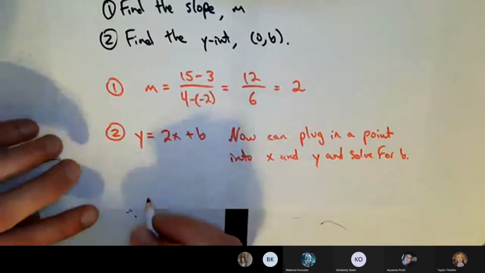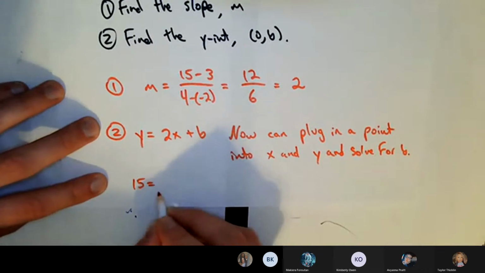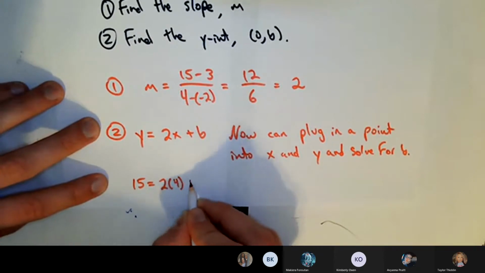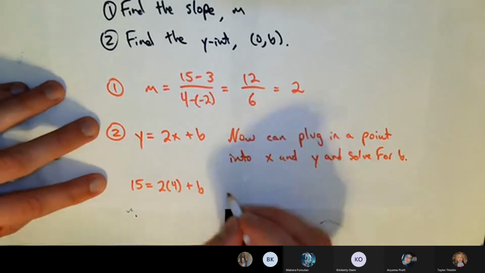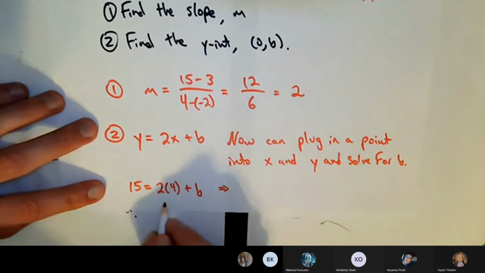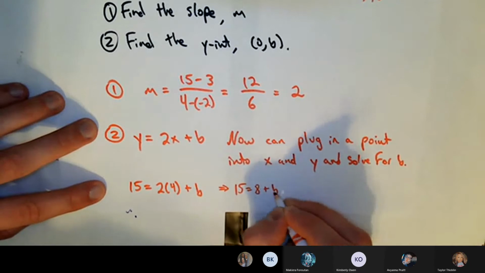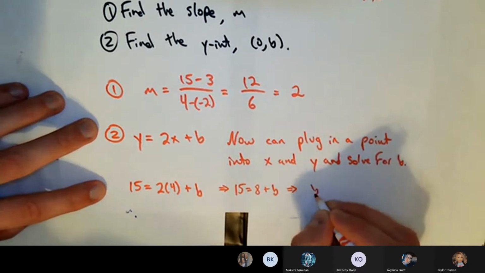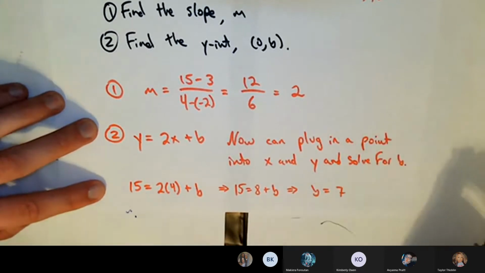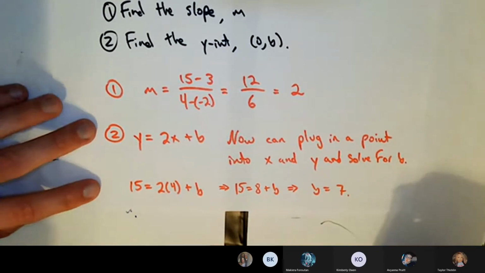So 4, 15 is what I'm going to plug in. So that means the y value is 15. The x value is 4. So 15 is equal to 8 plus b, which of course yields b is equal to 7, subtracting 8 from both sides. Okay, so my y-intercept is 0, 7.